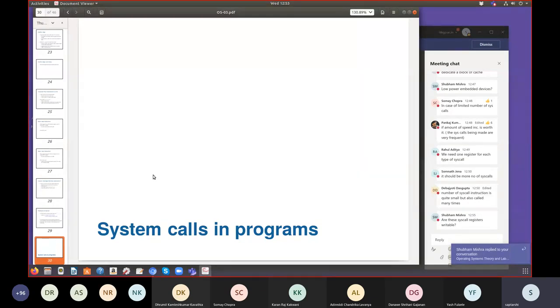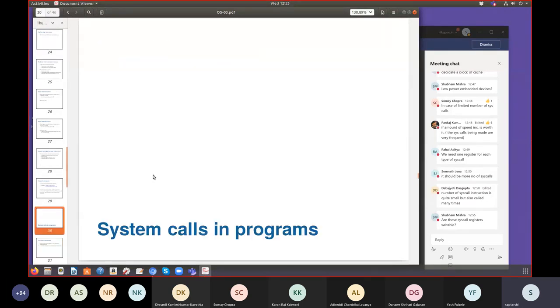Are these syscall registers writable? I don't think so. It should not be allowed for an application program to write into those. No, syscalls are not software configurable. That was in the era of interrupts, where some interrupts used to be software configurable. But you cannot introduce a new syscall. You, as the application developer, cannot introduce a new syscall. The kernel has to do that. The kernel has to already give you that support, otherwise you cannot introduce a new syscall.